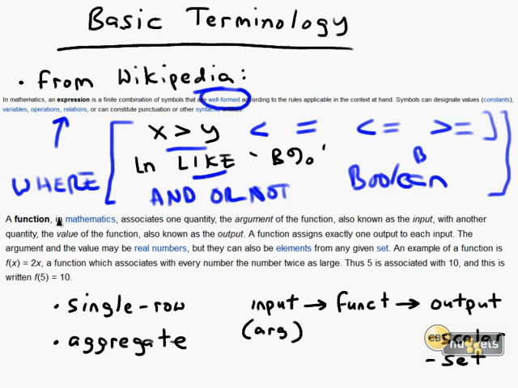Now then, a function, let's look at Wikipedia again, associates one quantity, the argument of the function, also known as the input, with another quantity, the value, also known as the output. A function assigns exactly one output to each input. Alright, now what does that mean as far as Oracle is concerned? Let's look in the lower right. I've taken the Wikipedia mathematics theoretical definition and tried to place it in a more appropriate context.